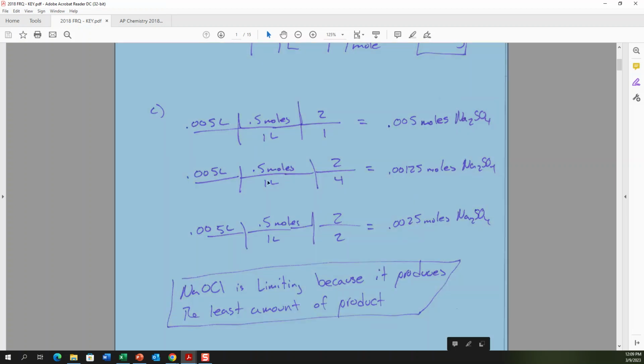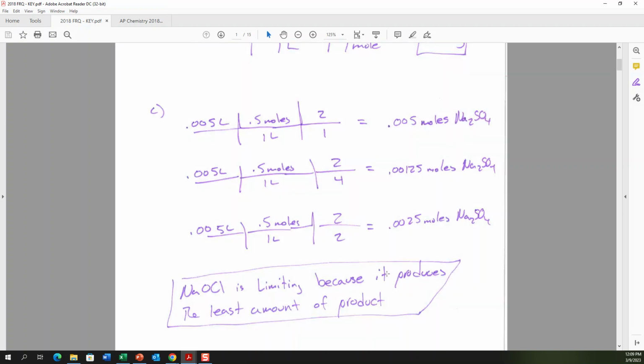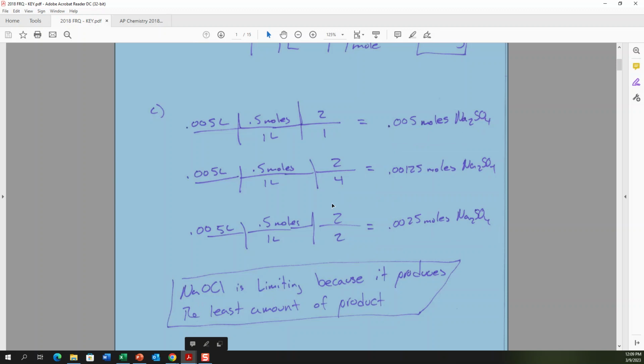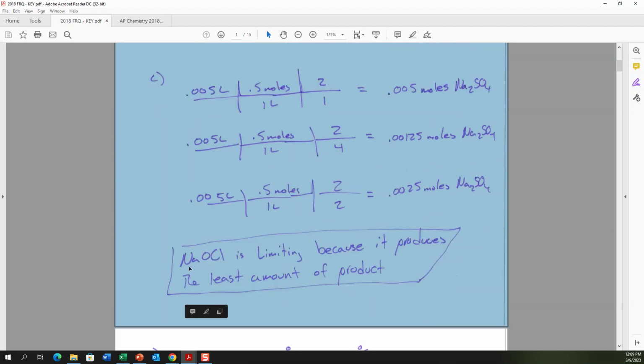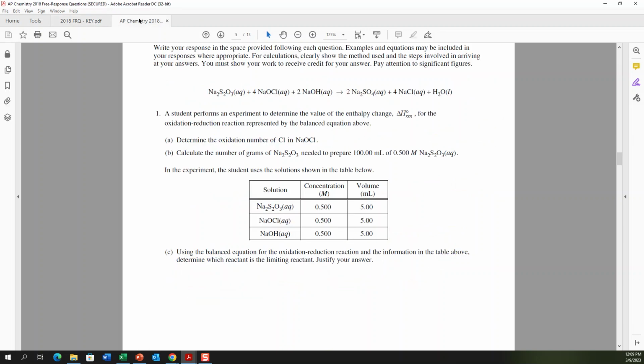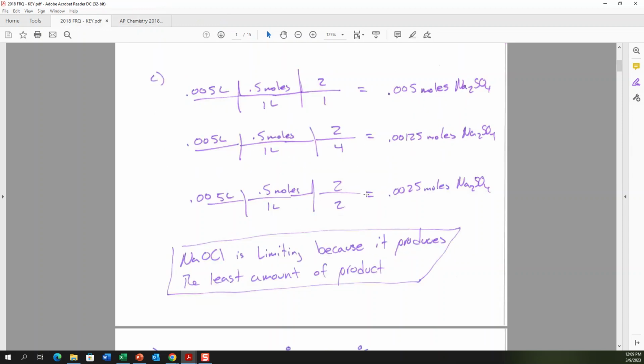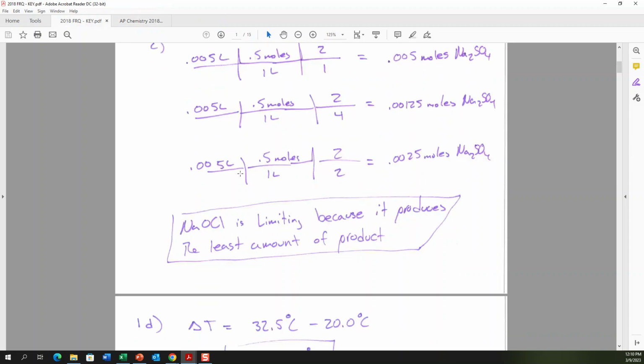So if you do the stoichiometry for each one, this is the lowest number of product I can get. So that was my justification. These are my calculations here. And I know that the sodium hypochlorite in this scenario is the limiting reactant. Okay. And so these calculations and this little statement right here, that's my justification.